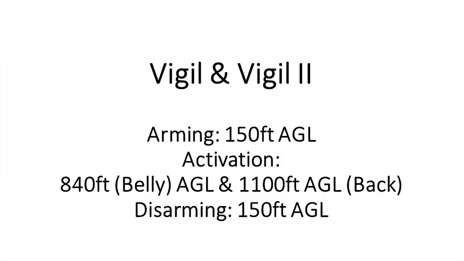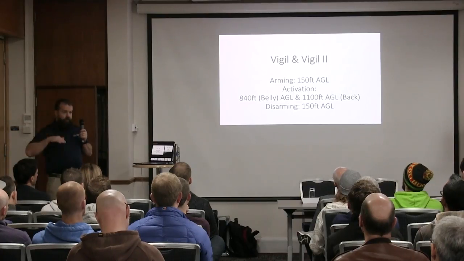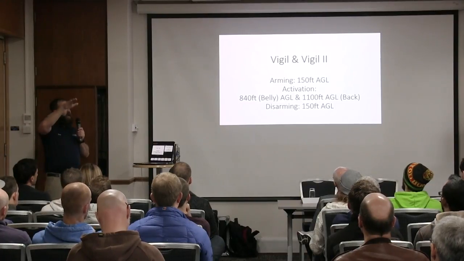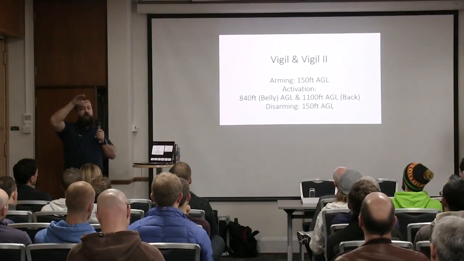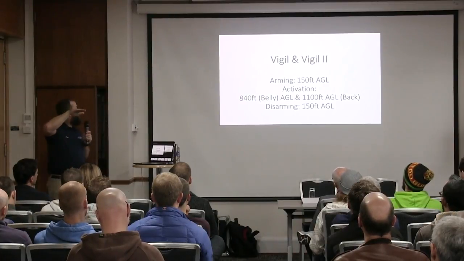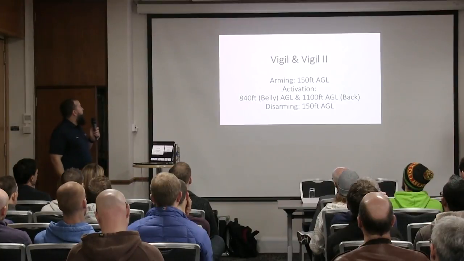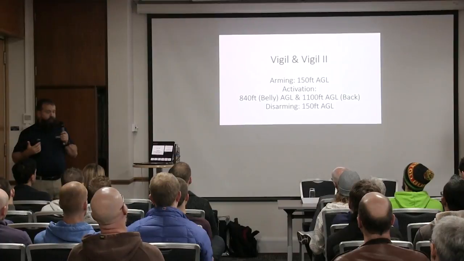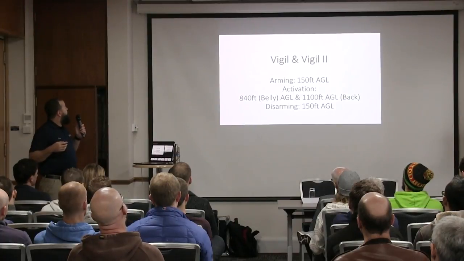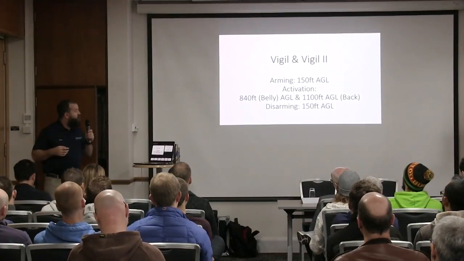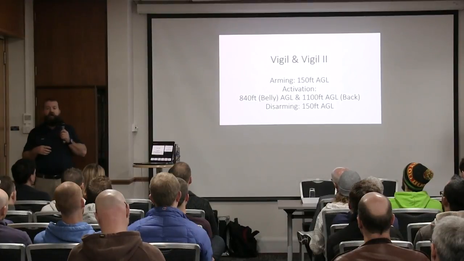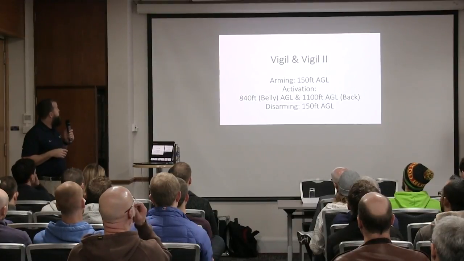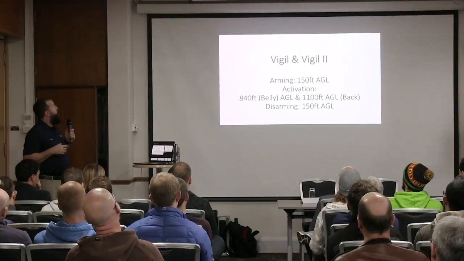The Vigil 1 and the Vigil 2 have an arming altitude of 150 feet. The plane takes off, it climbs past 150 feet, assuming you turn the unit on the ground. It will arm itself after 150 feet. We exit the aircraft in a belly-to-earth orientation. It will activate at 840 feet. On your back, it will activate at 1,100 feet. We'll talk about why in a few minutes. It disarms at 150 feet.